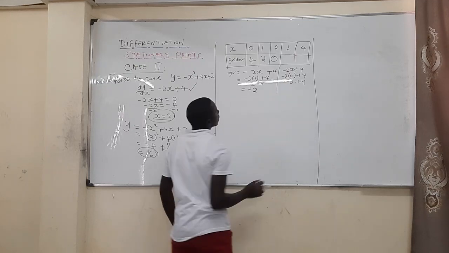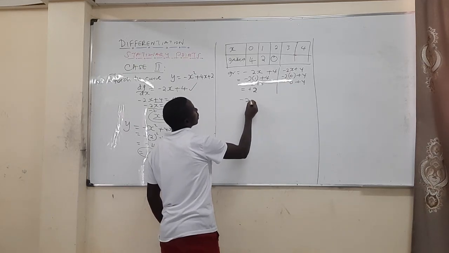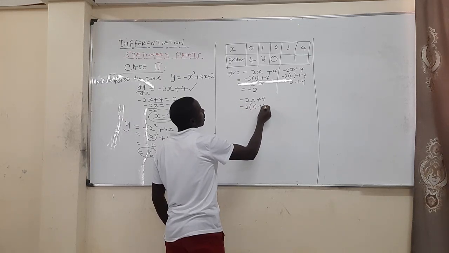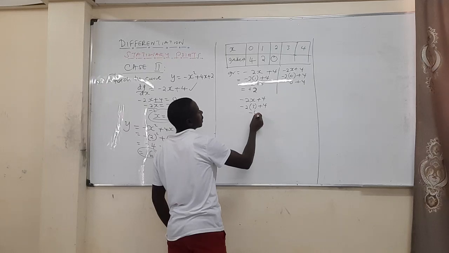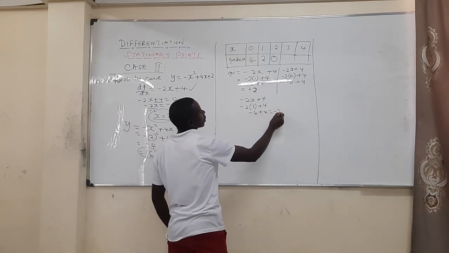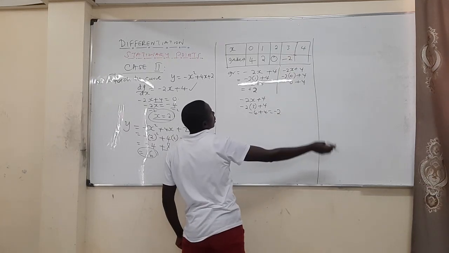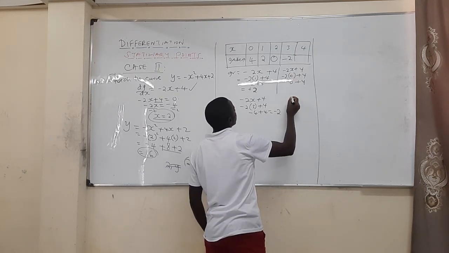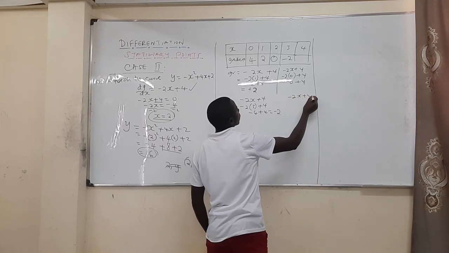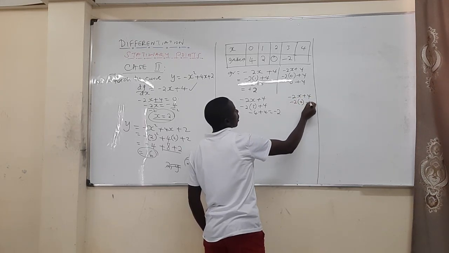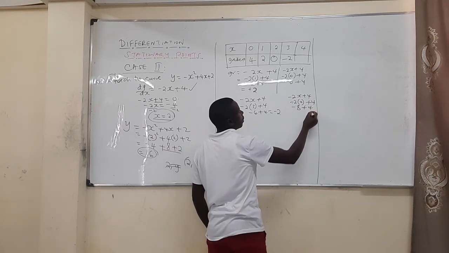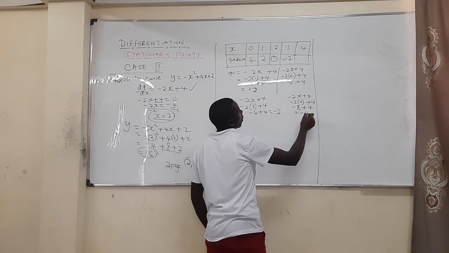Then for the case where x is equal to 3, we have minus 2x plus 4. So minus 2 times 3, then plus 4. Minus 2 times 3 is minus 6, plus 4, we get minus 2. And lastly, we take the point x is equal to 4. The gradient there is minus 2x plus 4, minus 2 times 4, plus 4. Minus 2 times 4, you get minus 8 plus 4, and that gives us minus 4.